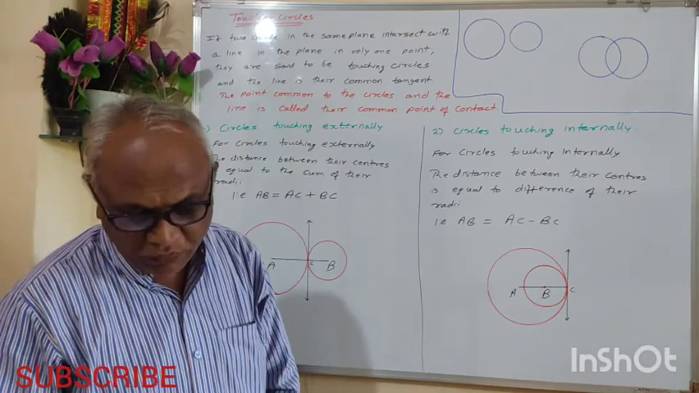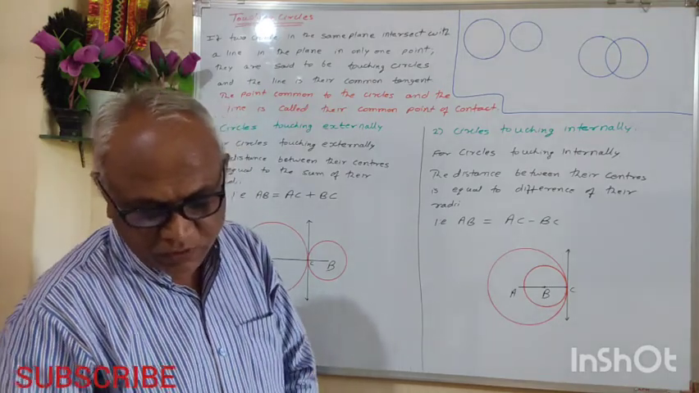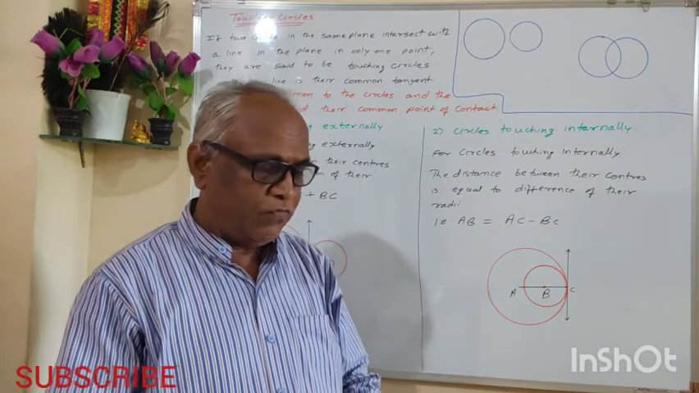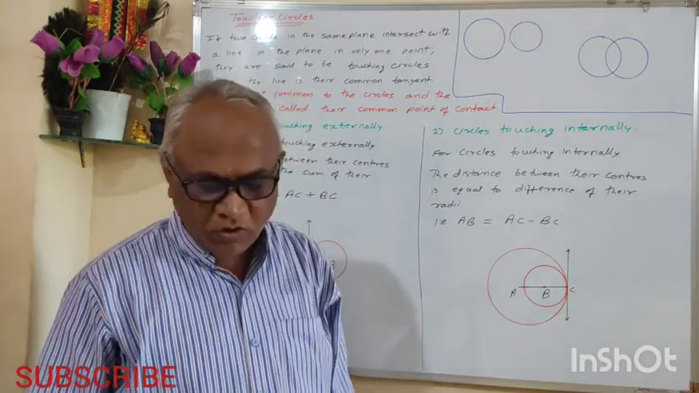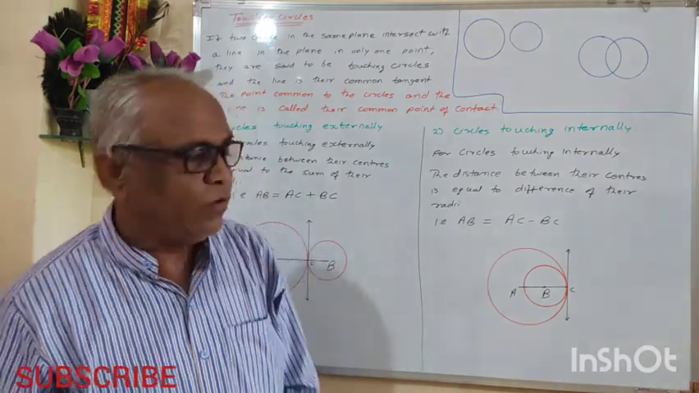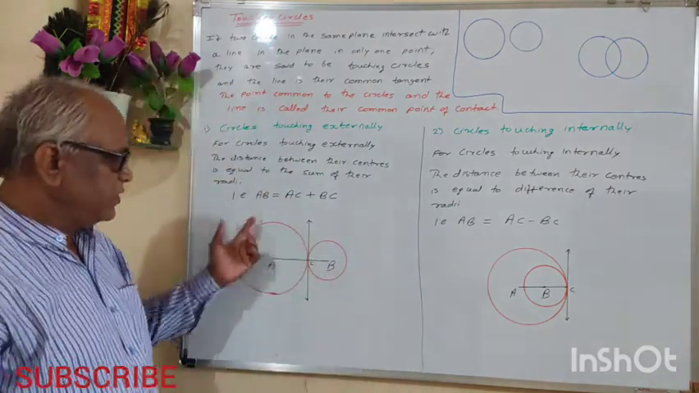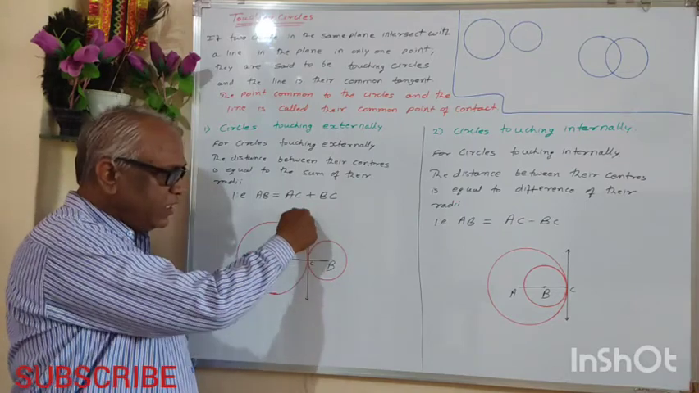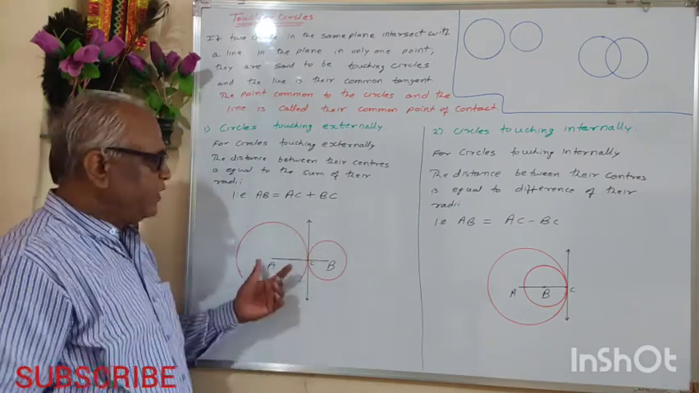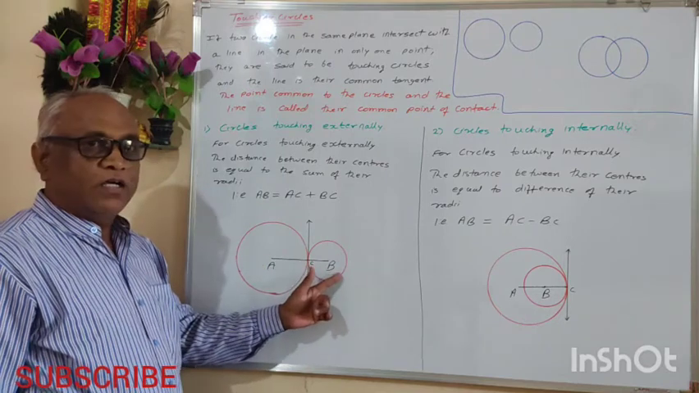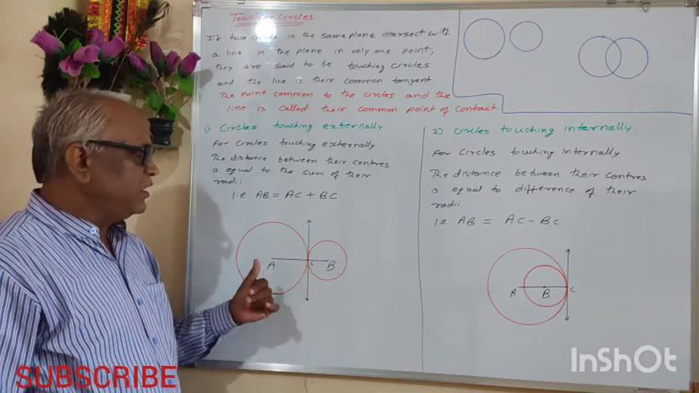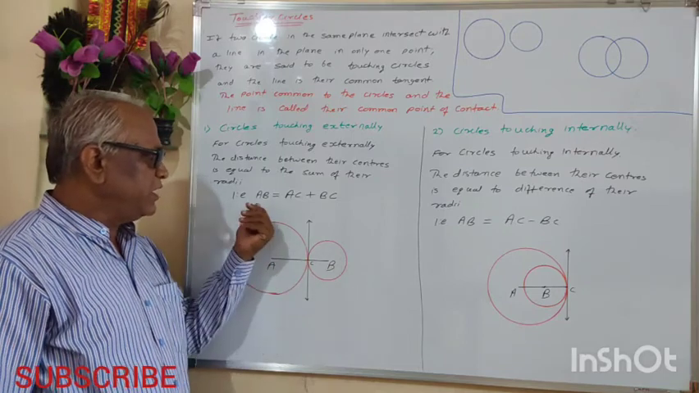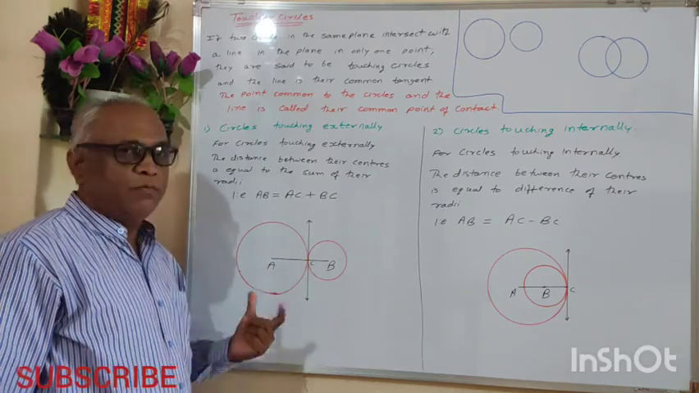On page number 57 again, there are three points. I will read those. The circles shown in figure 3.24 are called external touching circles. And why? The two circles are touching externally at the point C. A common tangent is there. The distance between the centers is equal to the sum of the radii of the two circles, that is AB is equal to AC plus BC.